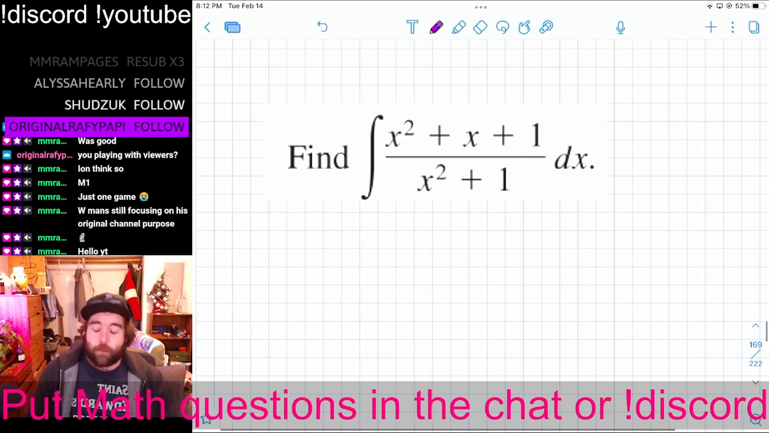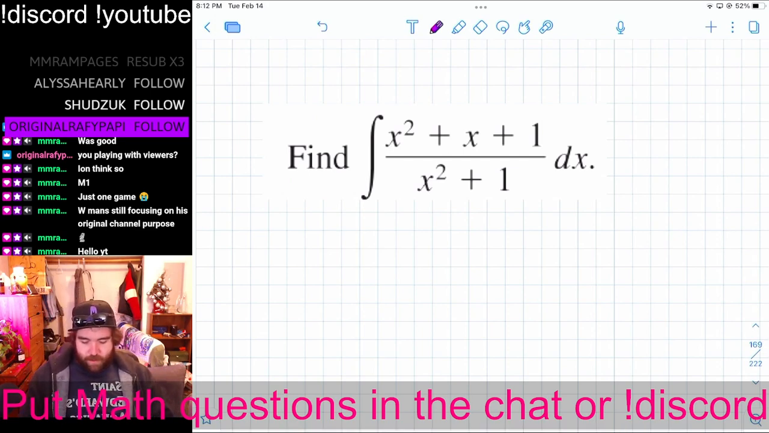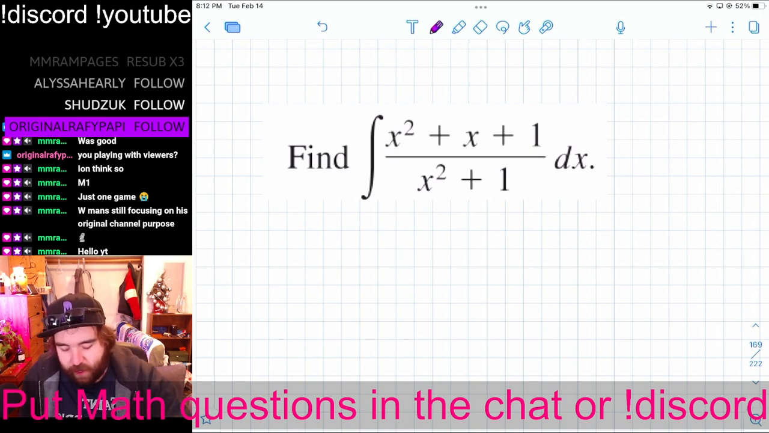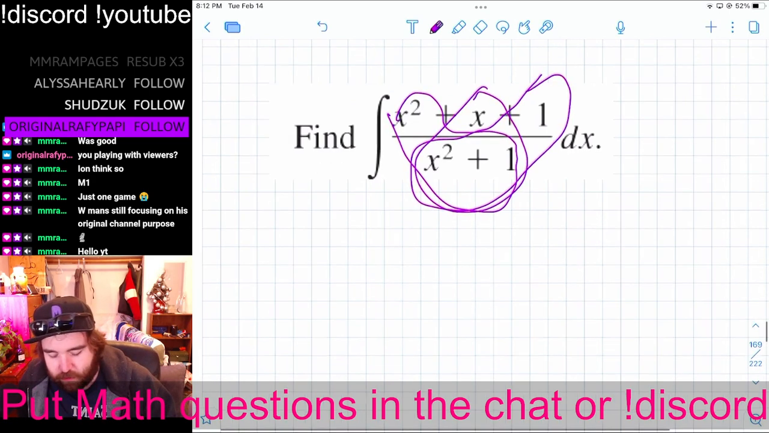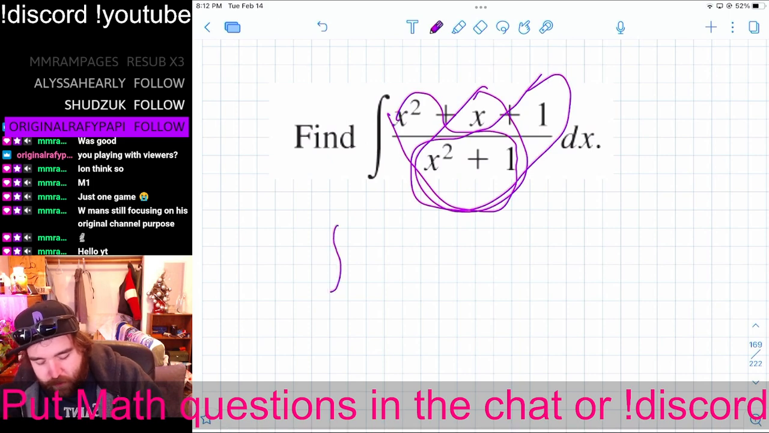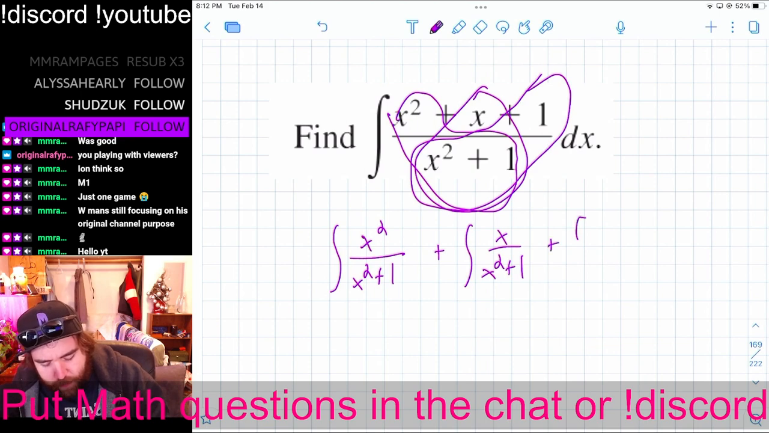So what are we going to do? To me, what's shouting out is that we've got to split this up into 3 separate integrals. Because the middle one we can do by substitution, and the other ones we're going to have to think about some different stuff to do. So we have the integral of x over x squared plus 1, and we have the integral of 1 over x squared plus 1.